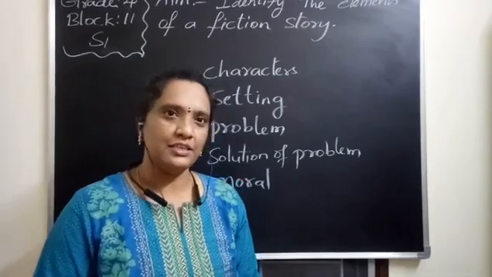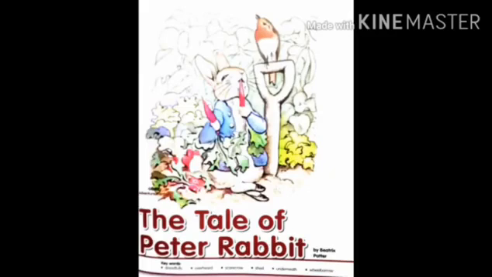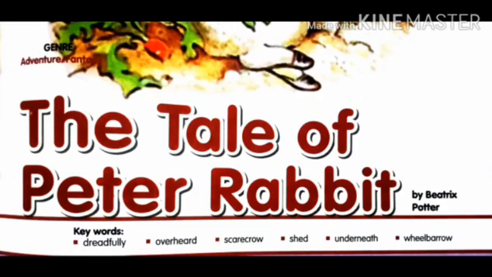Are you ready, kids? As our aim is to identify the elements of a fiction story, we are reading a fiction story. A fiction story is one which cannot happen really. Realistic fiction means by reading the story, we can feel that it may happen, but really it doesn't happen. So, let us read The Tale of Peter Rabbit.